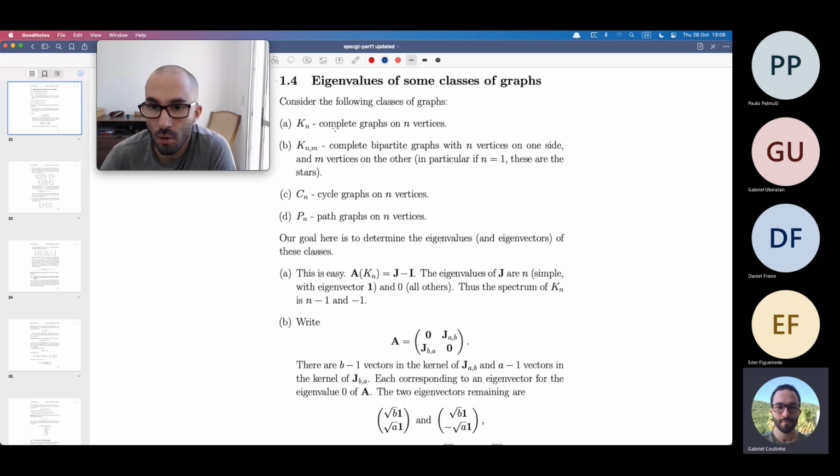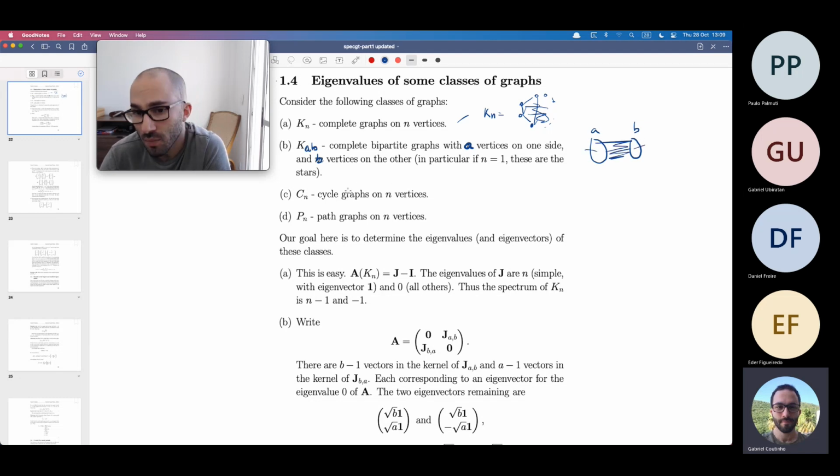We have the complete graphs on n vertices, and hopefully you all remember, everybody is a neighbor of everybody. Then the complete bipartite graphs K_{a,b}. I just fixed the course notes on the website and I'm using a and b. These are the graphs with a vertices on one side, b vertices on the other, and you have all edges between them, but no edges within each side.